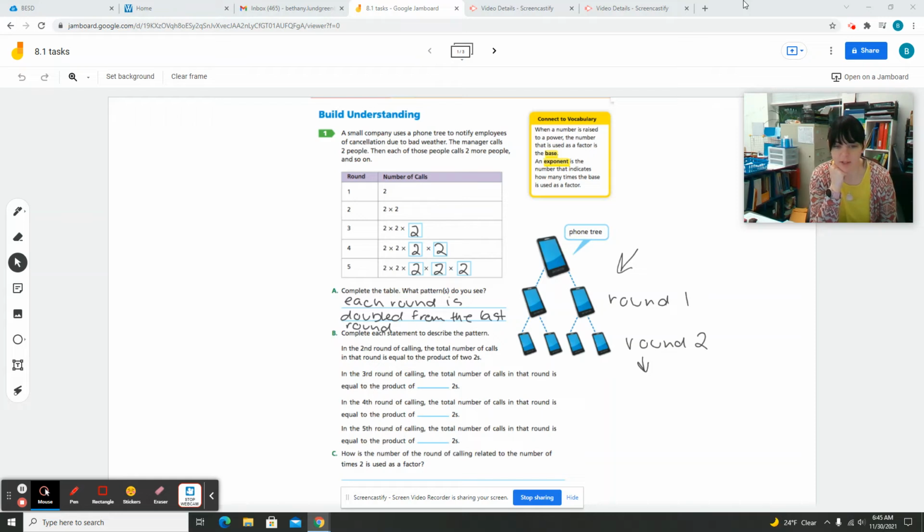Now, in the second round of calling, the total number of calls in that round is equal to the product of 2 2s, right? In the second round, there are 2 2s that are multiplied together. In the third round of calling, the total number of calls in that round is equal to the product of, and we can see here in the third round, 1, 2, 3 2s. In the fourth round of calling, the total number of calls in that round is equal to the product of, let's look at the fourth round, 4 2s. 1, 2, 3, 4.